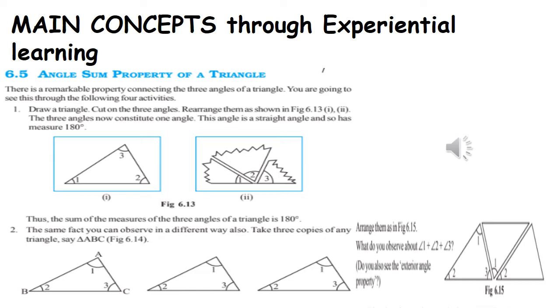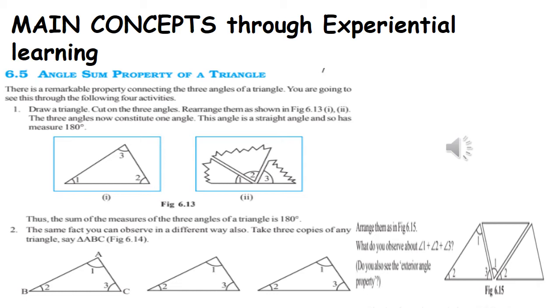The property we are going to discuss now is angle sum property of a triangle, which says that the sum of all the interior angles of a triangle is equal to 180 degree.